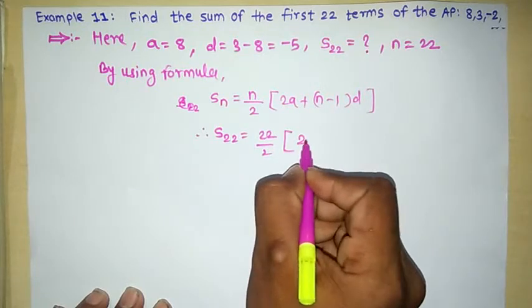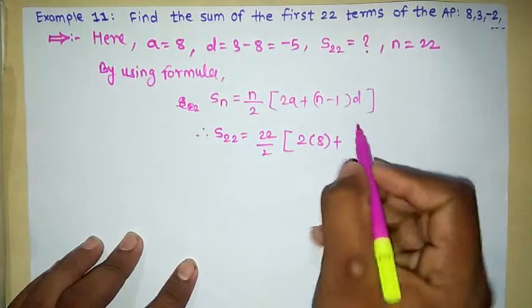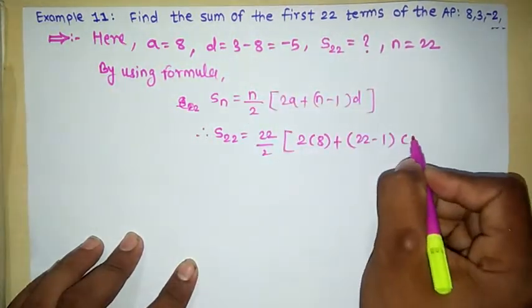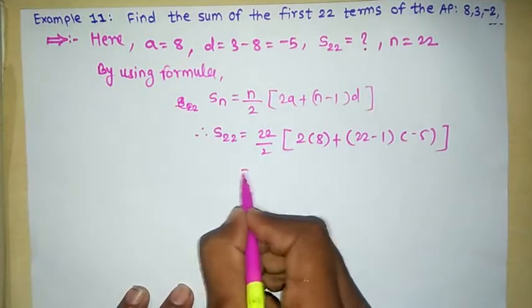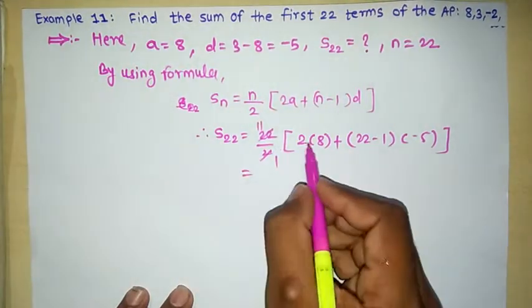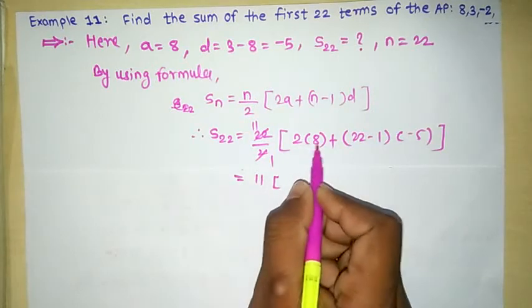What is the a value? A is 8 here, put 8 instead of a. N is 22 minus 1 into d. What is the value of d here? D is minus 5. Now see here, 2 ones are 2, 2 11s are 22. Now which is equal to 11 into 2 into 8, how much?